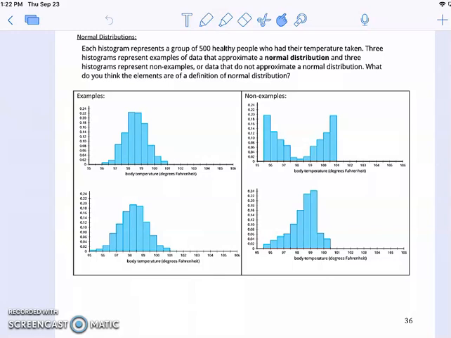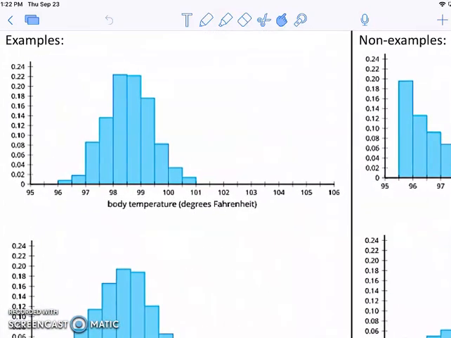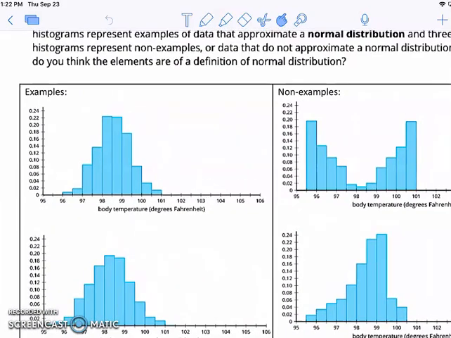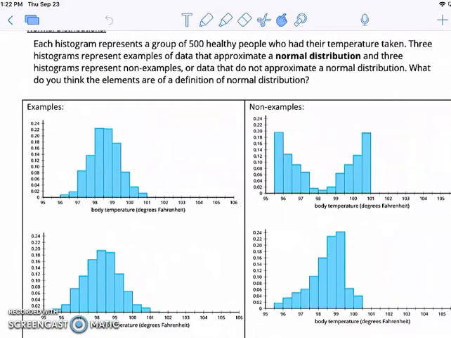Today we're going to take a look at normal distributions. The first thing we're going to do is look at these histograms. They represent 500 healthy people whose temperature has been taken. You can see the range of bins on the bottom, the temperature ranges, and on the side the percent of people who have that temperature. Three histograms represent approximately a normal distribution, and three do not.